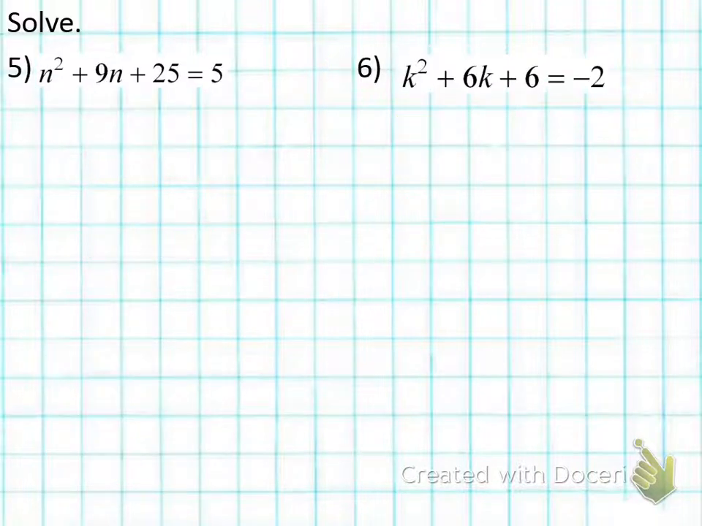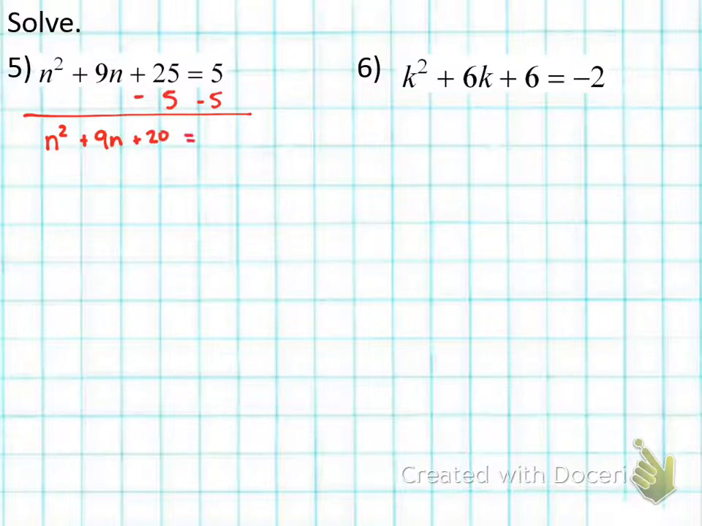Next. Number 5. What do you have to do on number 5 before you even start doing X box? Good. We're subtracting 5. So you got to subtract 5 from both sides of the equation, so you get n squared plus 9n plus 20 equals 0. Okay, go. So on this one, after you do your x box, it will be n minus 5, n minus 4. Oh no, n plus 5, n plus 4 is all equal to 0.